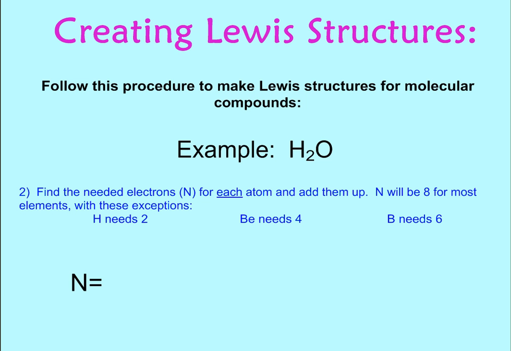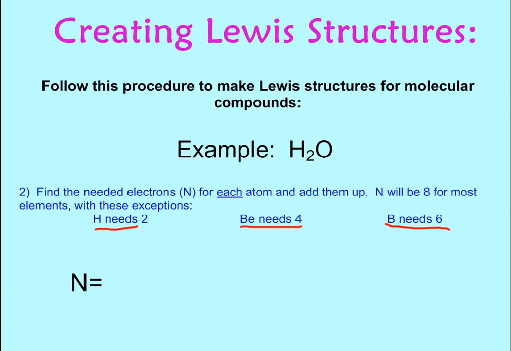Number 2 says, find the needed electrons for each atom and add them up. N will be 8 for most elements with these exceptions. Every element will have 8 needed electrons except for hydrogen, which needs 2, beryllium, which needs 4, and boron, which needs 6. So you need to have those 3 memorized.